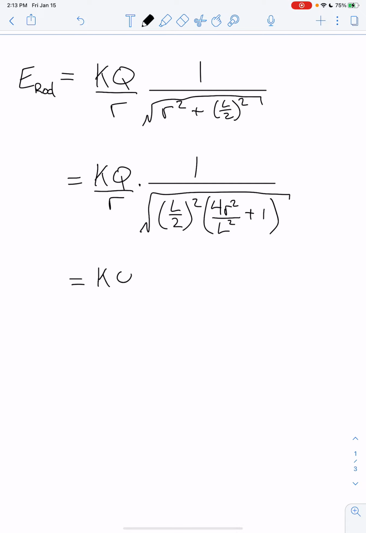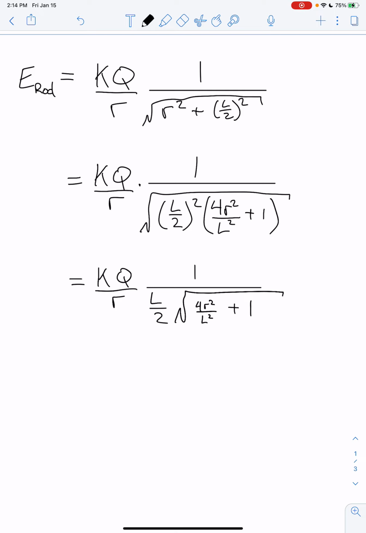Because that's squared, it's fairly straightforward to pull out of the square root. So we've got kQ over r, and now we can pull out that L over 2 term. We've got an L over 2, and then the square root containing all the rest, where it was 4r squared over L squared plus 1.